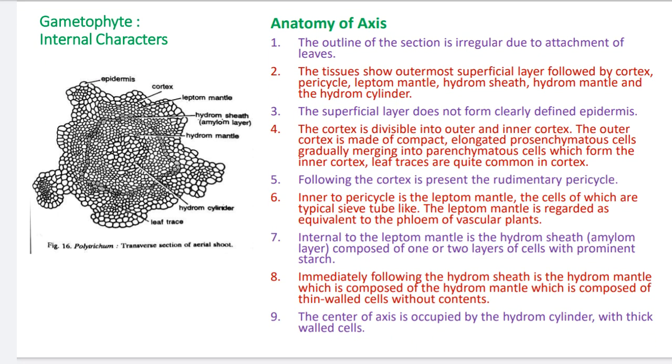Now the anatomy of the gametophytic plant body. First point is anatomy, or internal structure of the axis, internal structure of the stem, internal structure of the shoot.